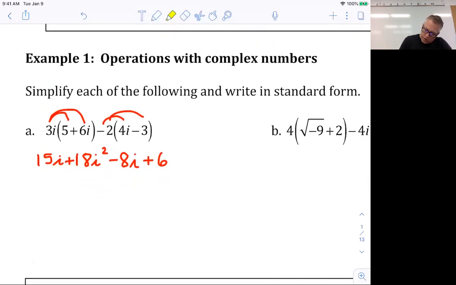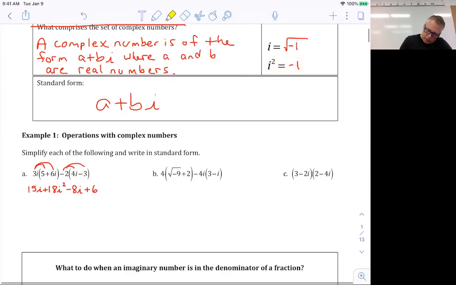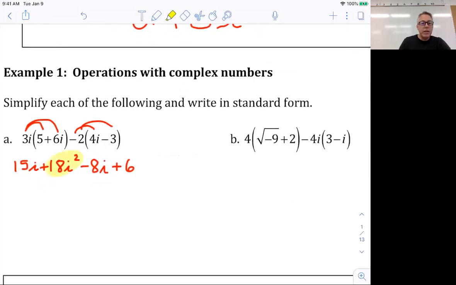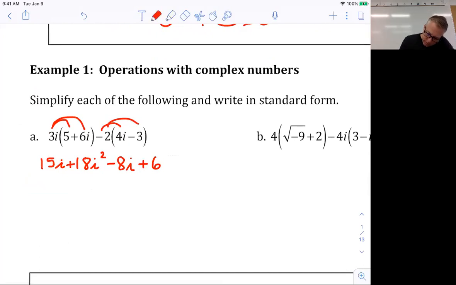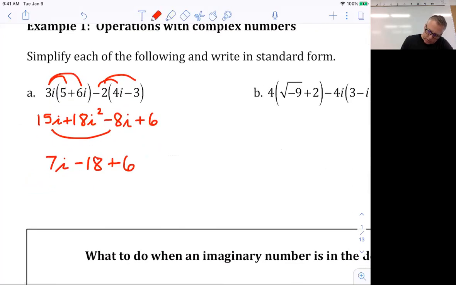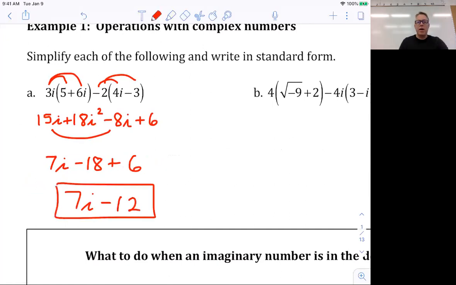Now, we have to remember that i squared is negative 1. So this is negative 18. So I now have 15i minus 8i would be 7i minus 18 plus 6. Okay, so those two became that. And the minus 18 came from here. And the plus 6, of course, is this guy. And then we want to combine the negative 18 and 6. So it finally simplifies to 7i minus 12.